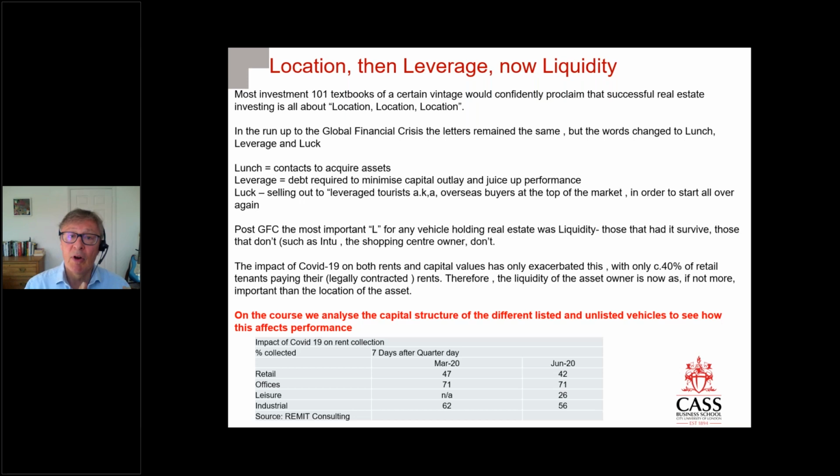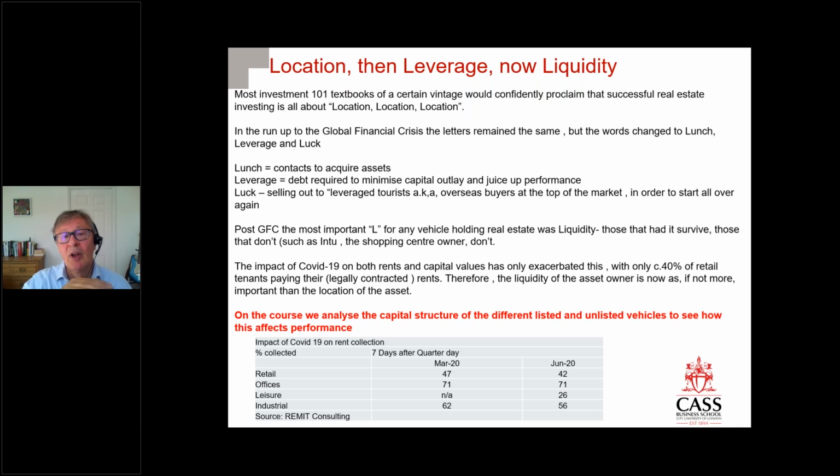Rents are paid quarterly in advance, typically on what's called a quarter day, and the last two we saw in March and June. As you can see, under 50% of tenants paid their rent in the retail sector, and just under three-quarters paid in the office sector. But interestingly, in leisure, it was only around a quarter. So that impact on your income is extraordinary.